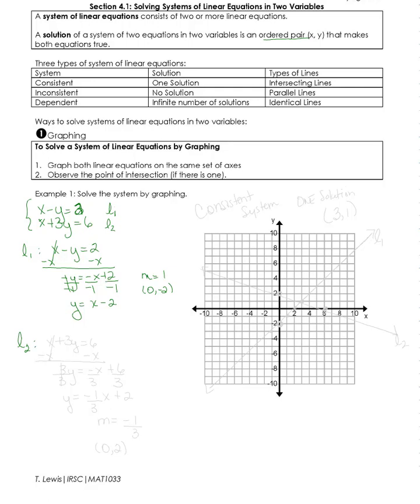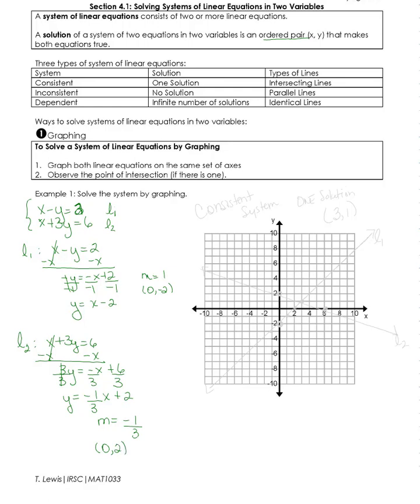Our second equation, x plus 3y is equal to 6. We're going to solve this equation and write it in slope-intercept form. So we're going to subtract x again here. We have 3y is equal to negative x plus 6. Then we're going to divide by 3, and we have y is equal to negative 1/3 x plus 2. Our slope is negative 1/3. Our y-intercept is at (0, 2).